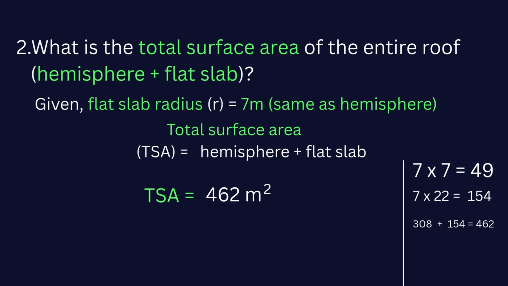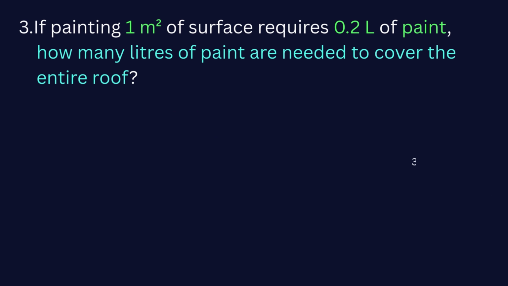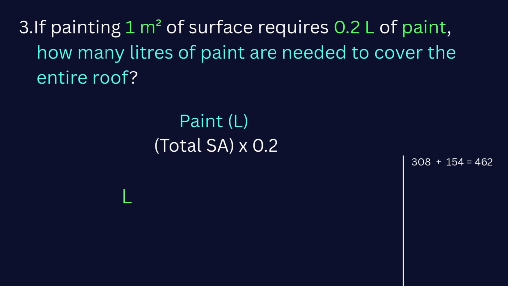Finally, let's find out how much paint I would need to cover the entire roof. Paint in liters equals total surface area times 0.2 liter of paint. We know the total surface area equals 462 times 0.2 liter. If we multiply, we get 92.4 liters. So I would need 92.4 liters of paint to cover the entire roof.